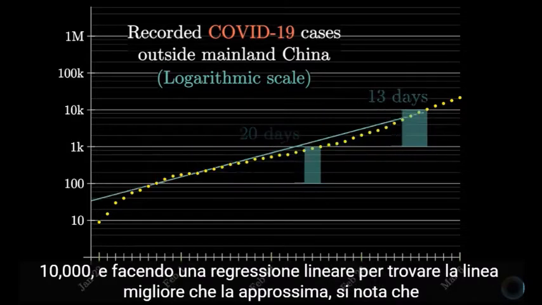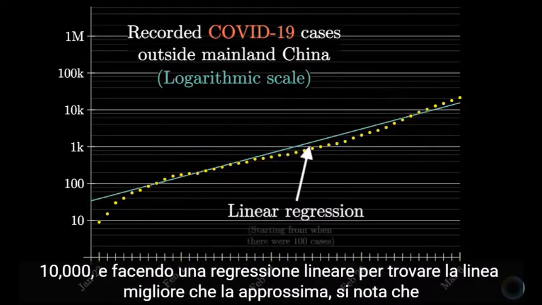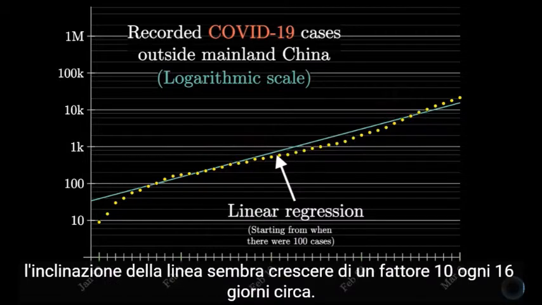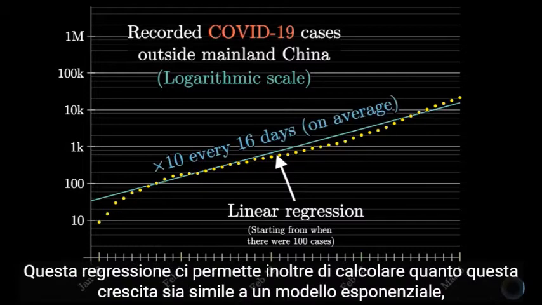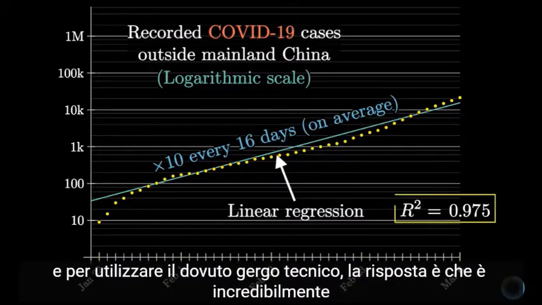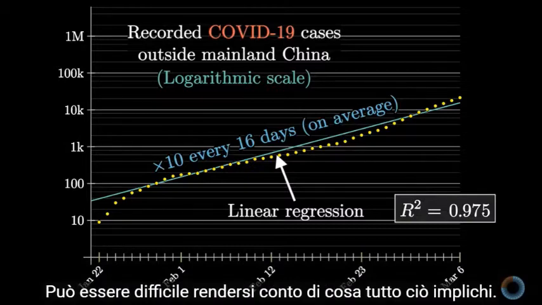And if you do a simple linear regression to find the best fit line, you can look at the slope of that line to draw a conclusion like we tend to multiply by 10 every 16 days on average. This regression also lets us be a little more quantitative about exactly how close the exponential fit really is, and to use the technical statistical jargon here, the answer is that it's really freaking close. But it can be hard to digest exactly what that means if true.